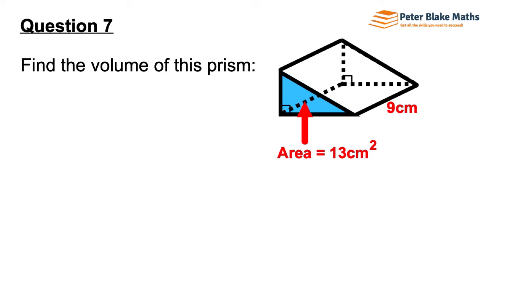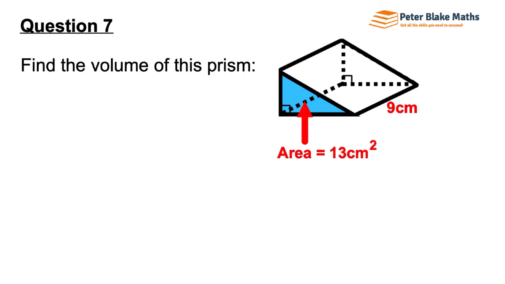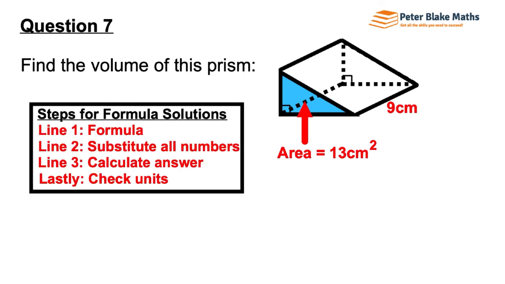Question 7. Find the volume of this triangular prism. This will have a formula. We'll substitute all the numbers in on the next line. We'll calculate our answer and check our units.